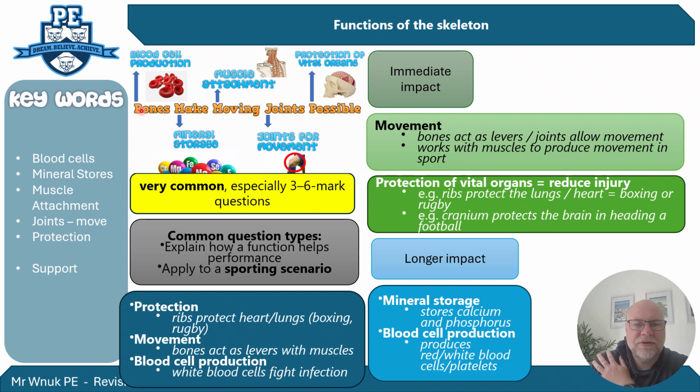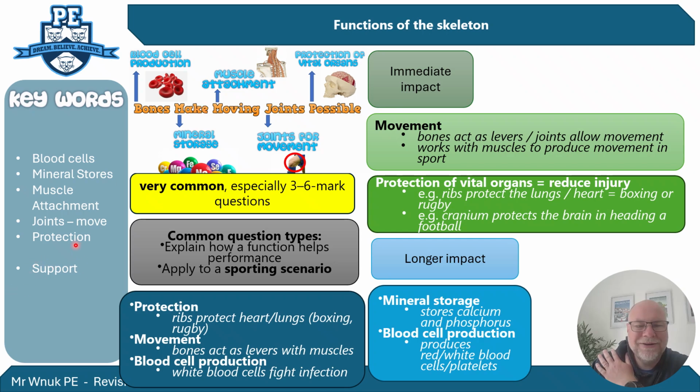So the first acronym you need to try and remember, or the mnemonic, is bones make moving joints possible, and then the B stands for blood cell production is the first function. M is mineral storage. M is muscle attachments which allow movement, and then joints for movement for the J, and then P is protection of vital organs. So these are your main functions.